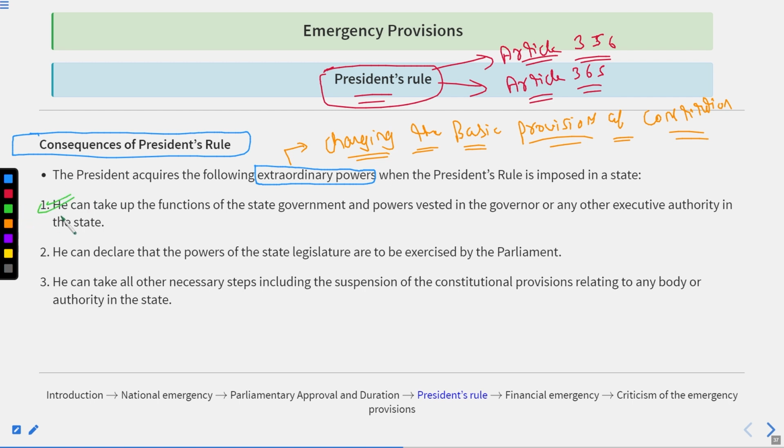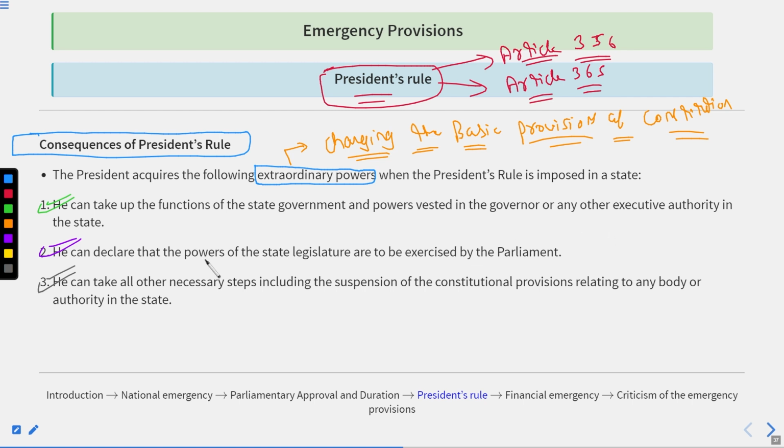Okay, so first thing, he can take up the functions of the state government and powers vested in the governor or any other executive authority in the state. He can declare that the powers of the state legislature are to be exercised by the parliament. Thereafter, he can take all the necessary steps, including the suspension of the constitutional provisions relating to any body or authority in the state. First, he could acquire the entire powers and functions of the state government and the state governor or any other executive authority of the state.